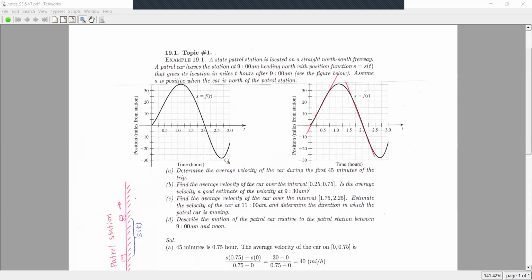At the time here, the car takes a break again because the tangent line here is horizontal, slope is 0. So velocity is 0. After the car takes a break at this time, the car moves north again because the tangent line again has positive slope.